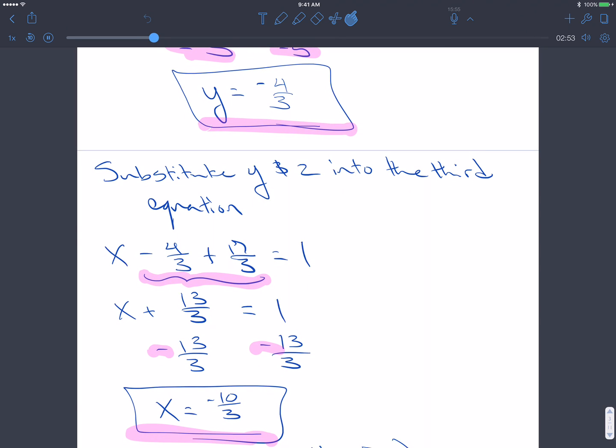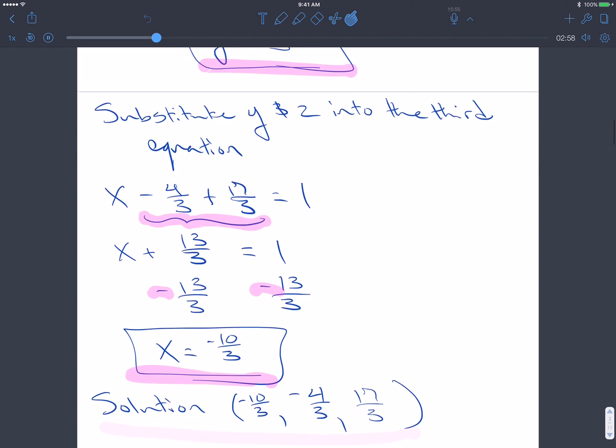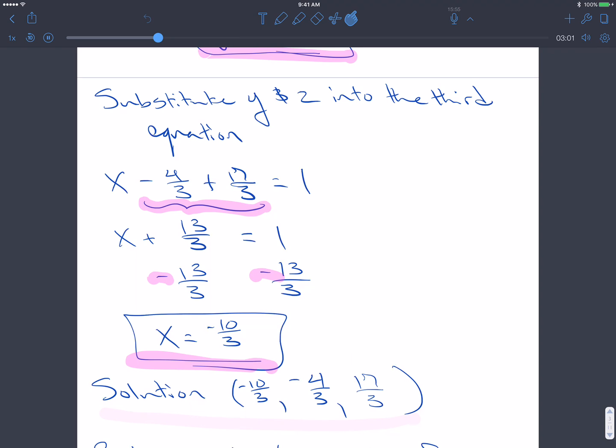So the solution in this case, since we don't talk about 3-dimensional graphing, does correspond with an intersection of these 3 curves. However, it's not something you can graph to compare against. You just have to solve it algebraically. So your solution in this case is negative 10/3, negative 4/3, 17/3 for x, y, and z respectively.